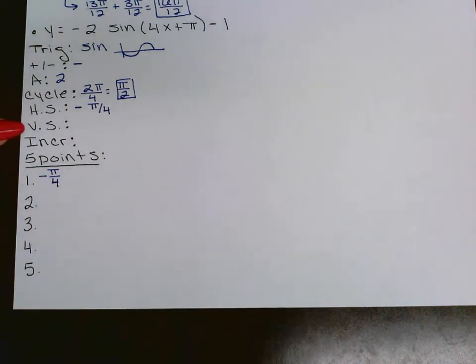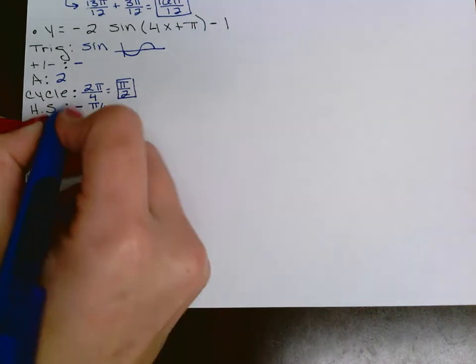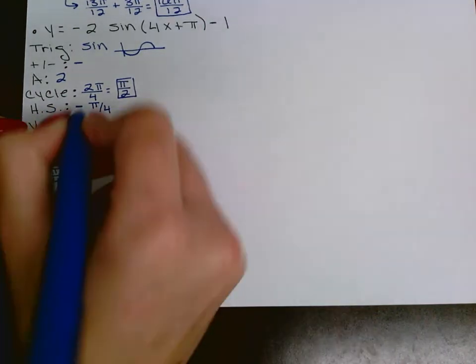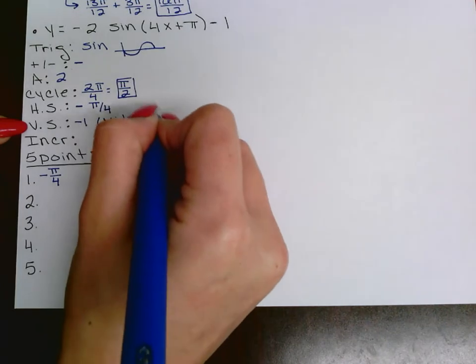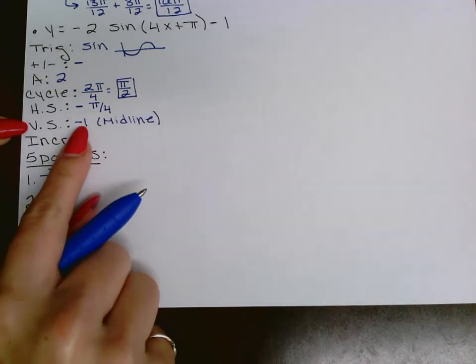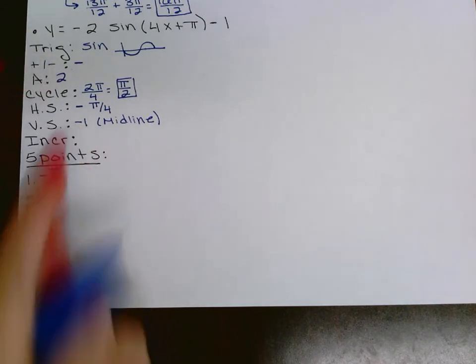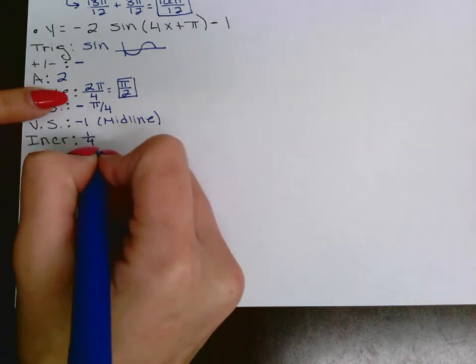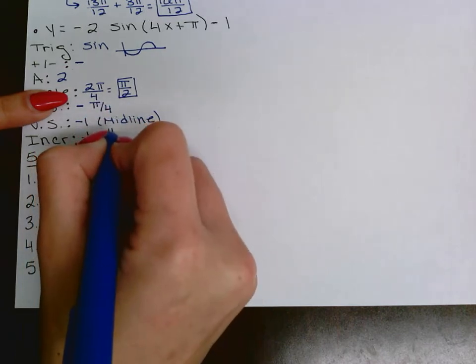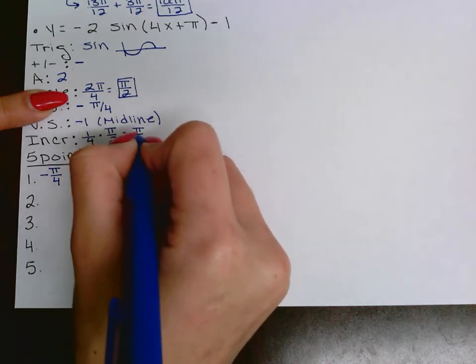All right, moving on. This is something we did not see in the last question, vertical shift. I have a number here after the parentheses, which is a -1. That means that my midline, when I draw this, is going to be down at -1. And then from -1, I'm going to move up to and down to. But we'll see that when we draw it, okay? Increments is 1/4 times the cycle. So 1/4 times pi over 2. And this gives me pi over 8.